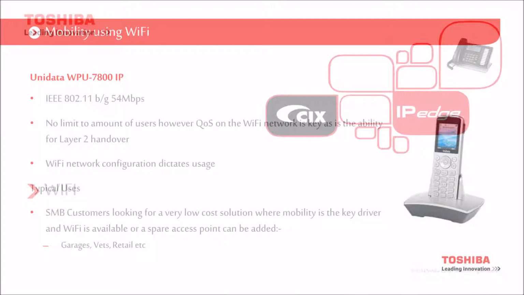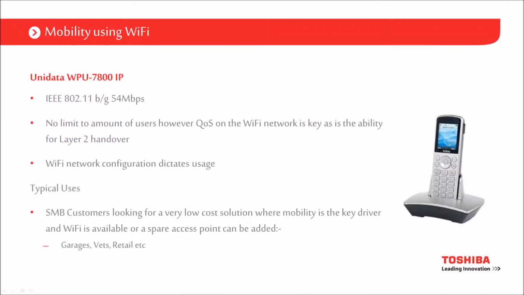We then move into Wi-Fi, and there are a number of options on the Wi-Fi side. The first one is a product we've supported for some time, the Unidata WPU 7800. This is a Wi-Fi based handset. As it says there, it supports B and G Wi-Fi, so it can support the WPA and WPA2 encryption levels and so on required for Wi-Fi.